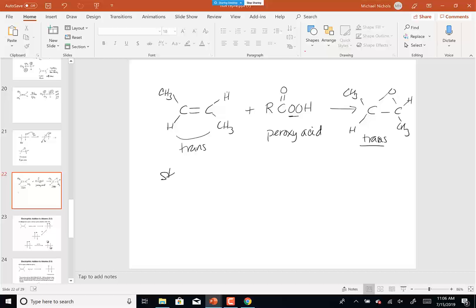This is called stereospecificity. This is a stereospecific reaction. And we kind of touched on this at the end of the first class. So what specificity means is that if you change the stereochemistry of the reactant, you will get a different stereochemistry of the product.